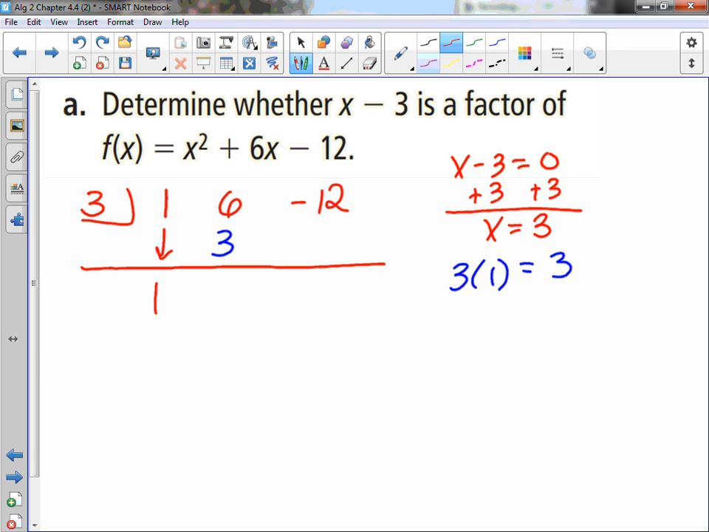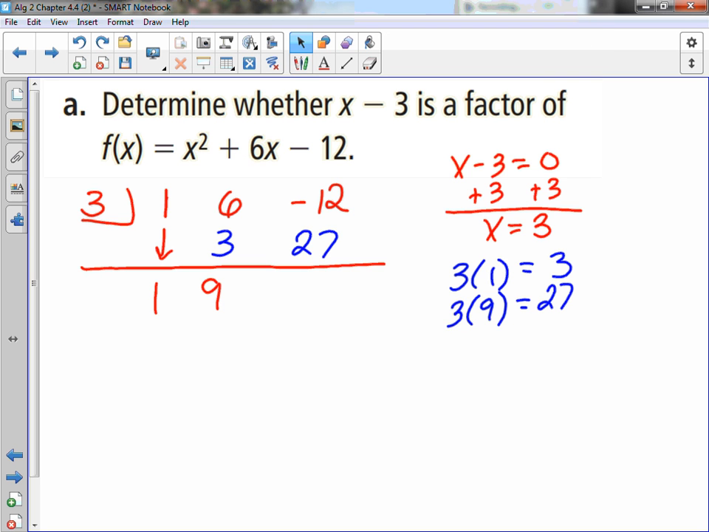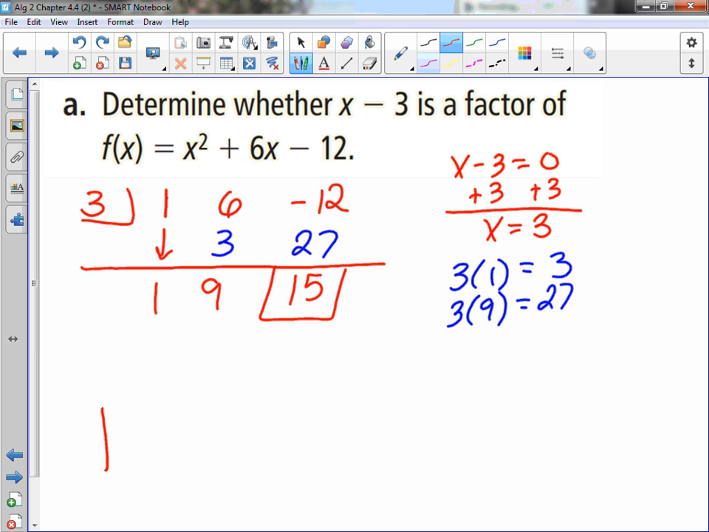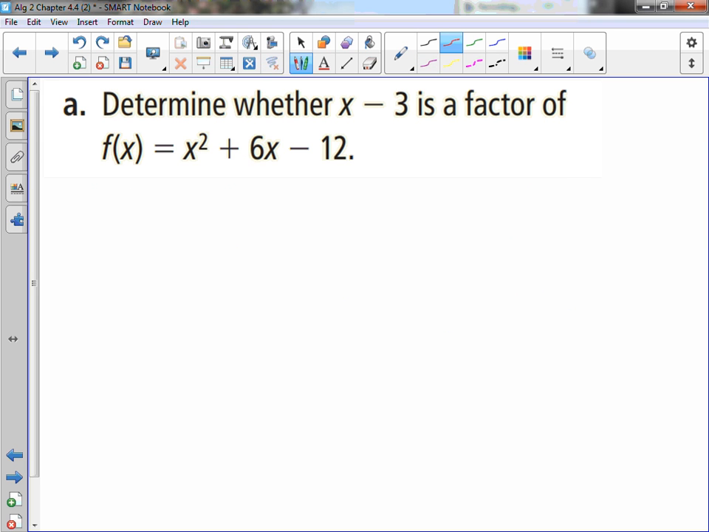6 plus 3 is 9. 3 times 9 would be our next step, because we're going to multiply. That would give us 27. And negative 12 plus 27 is 15. Is this a factor? No. Let's do this one again.